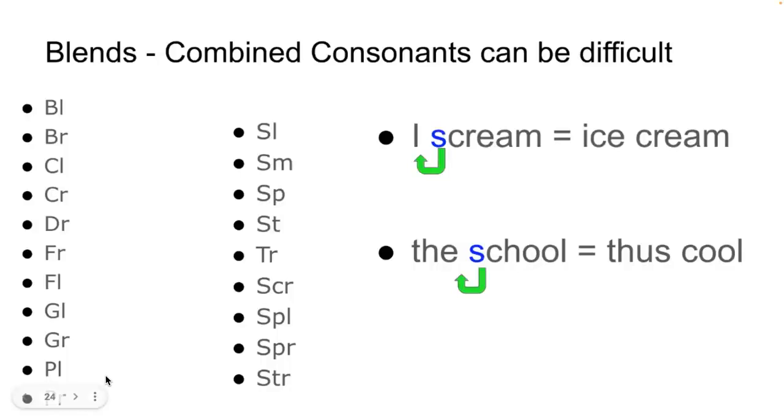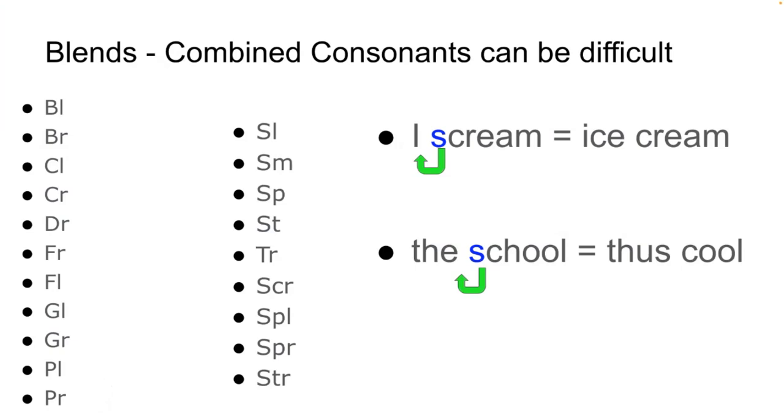Now, one thing that can be really challenging for students is blends, which are combined consonants, when you have 2 or 3 consonants in a row. Some languages don't allow that. And so, for example, Japanese, they don't have combined consonants. And so they want to put a syllable, a vowel between each of those. And it's very hard for them not to put a vowel between it.